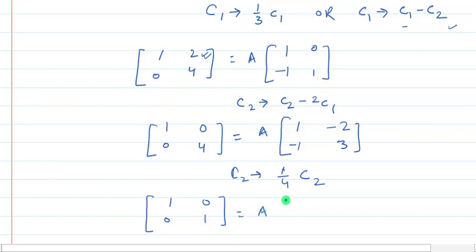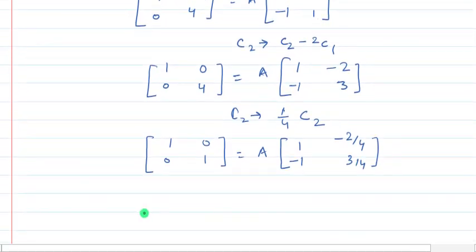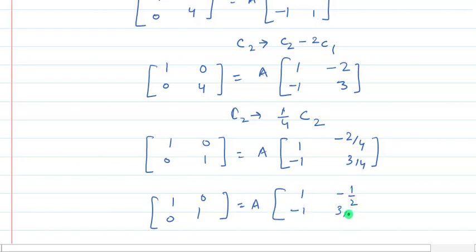A into the same operation will apply over here. We are getting 1, minus 1 in first column, and minus 2 by 4 and 3 by 4 in second column, and further we can simplify it as 1, 0, 0, 1 is equal to A into 1, minus 1, minus 1 upon 2 and 3 upon 4, which is the same as we have obtained by using row operations.